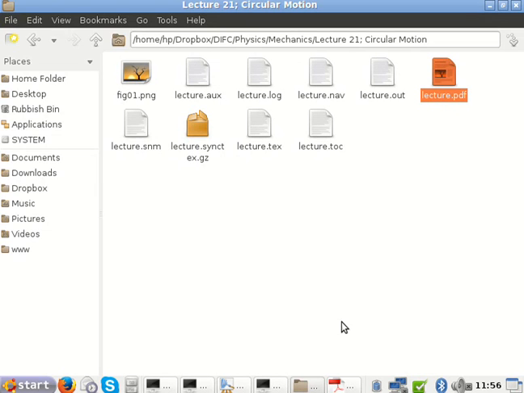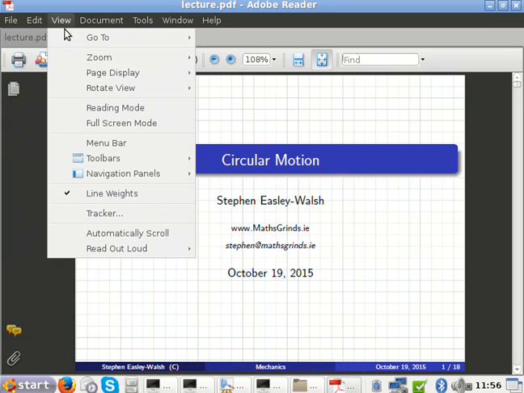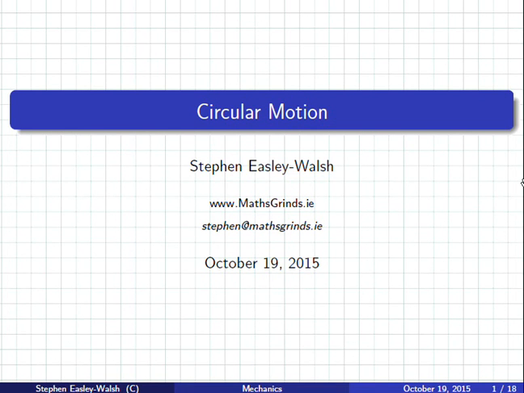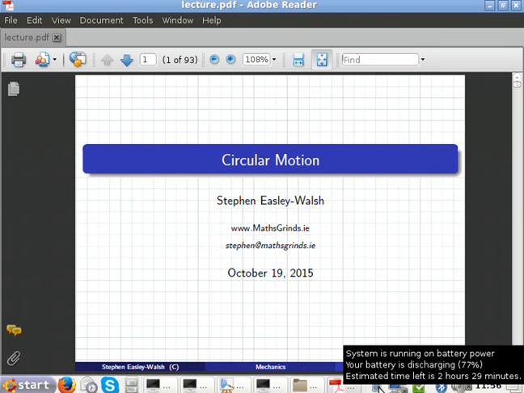So we're going to have a look at circular motion. Again, we haven't really looked at it yet. How's my battery doing, actually? I'm okay.